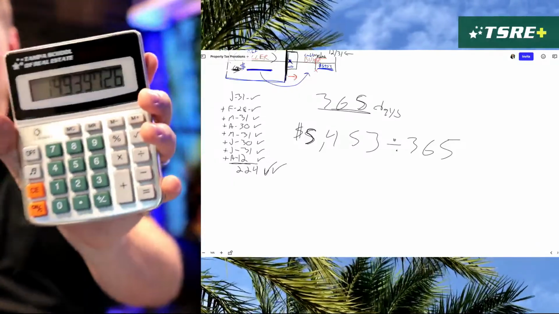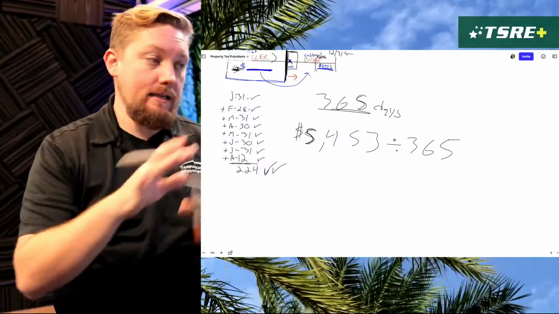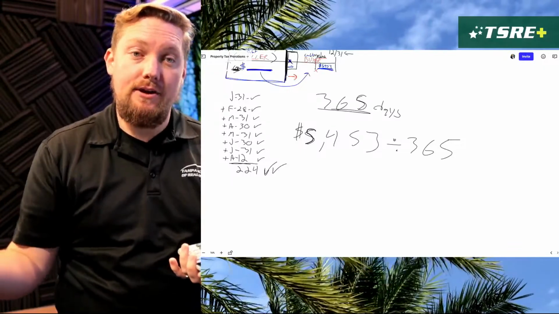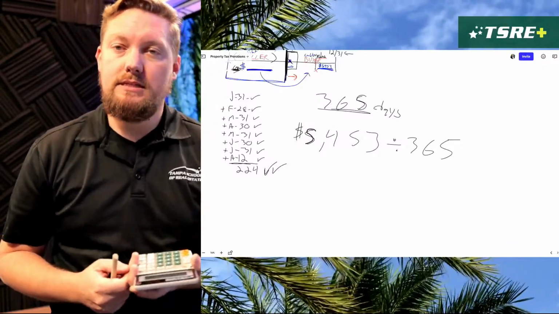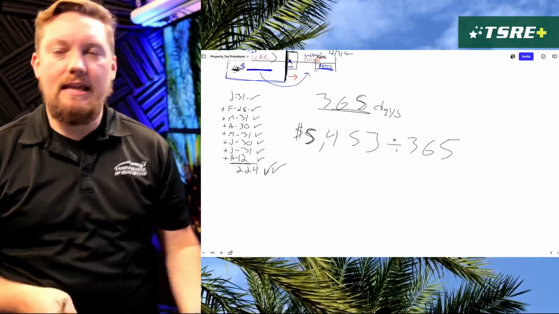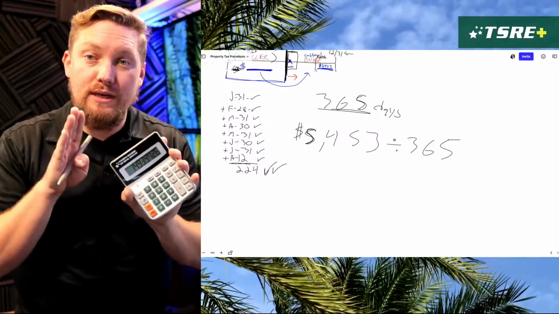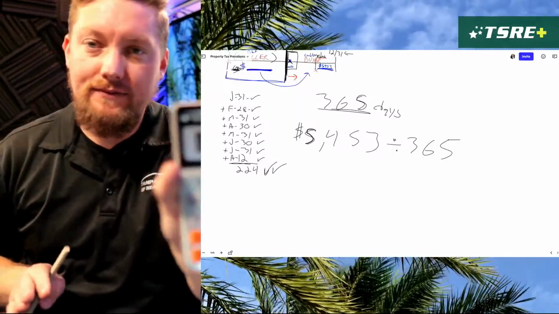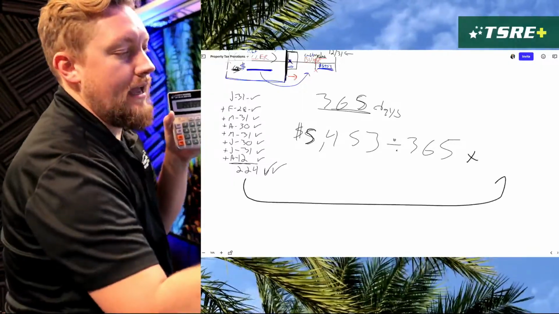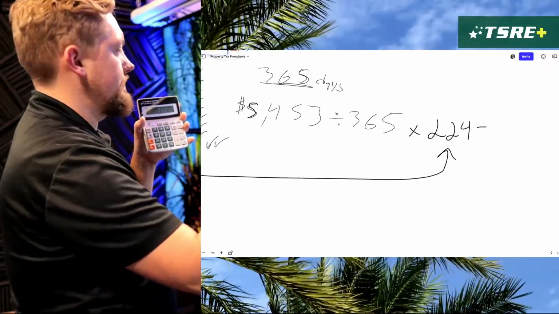Now, when you do this in your calculator, 5453 divided by 365, let me zoom in on that right there. Look at all those extra decimals. Do not round at this point. I don't want to call it a mistake, but if you want to get exactly the right answer on the exam, I would consider it a mistake. Because when you're off by a few dollars and none of the answers line up, that's not very confidence boosting. So you want to leave that in your calculator and just hit times that number of days, which in this case was 224.